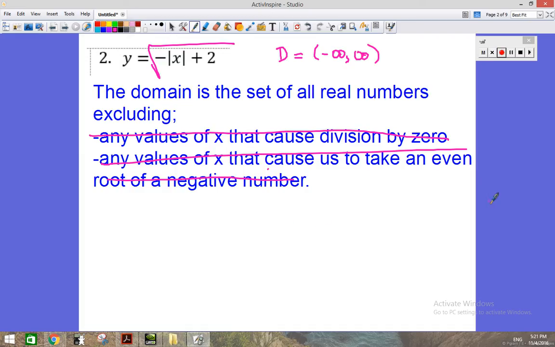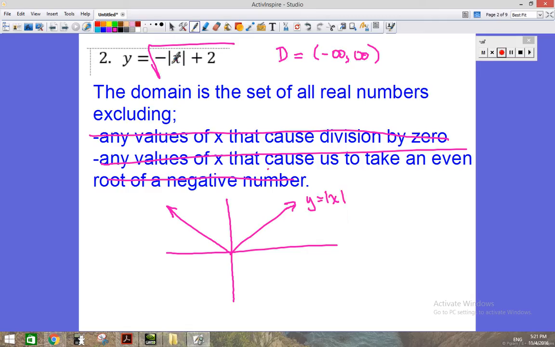Now for the range, I need to see the graph of that. With the basic parent function being the absolute value of x, we can think about what's going on here and make a sketch for ourselves, but I'll give you a graph if I ask you this on a quiz or a test. So here's the absolute value of x.